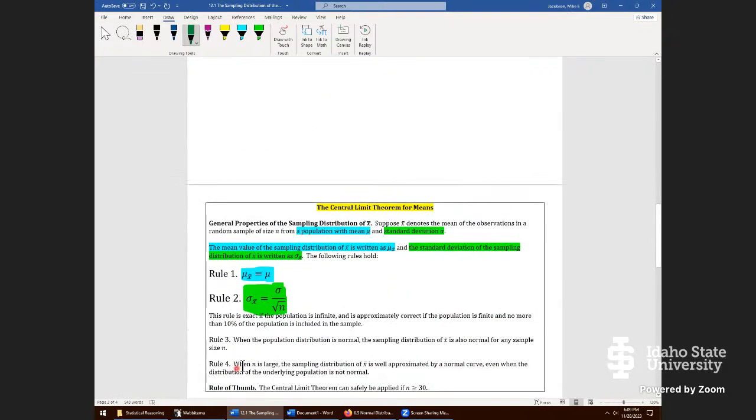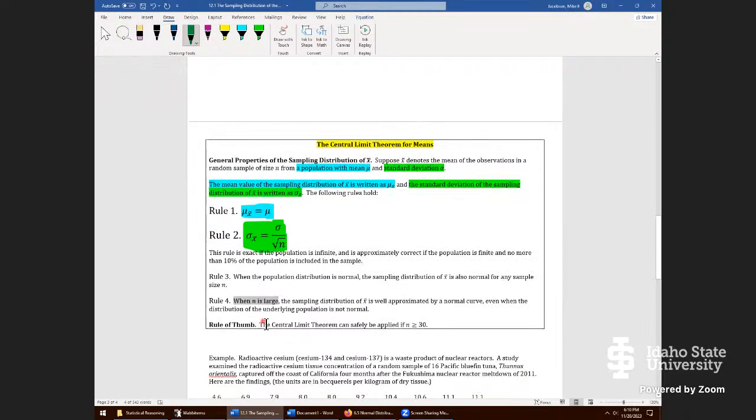Rule 4 says if your sample size is large enough, then that's okay. Your underlying distribution never had to be normally distributed. In fact, the underlying distribution could be skewed, sometimes very skewed. And that's okay if your sample size is large enough. So for a large enough sample size, the central limit theorem still works for us.